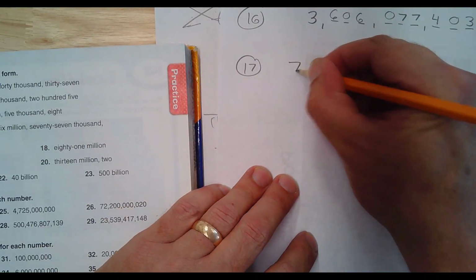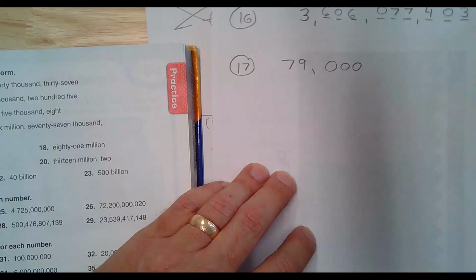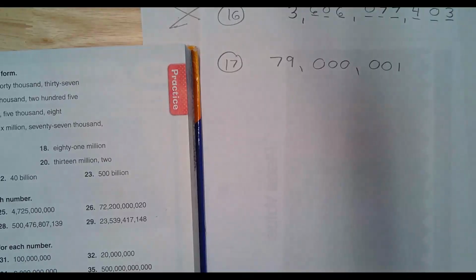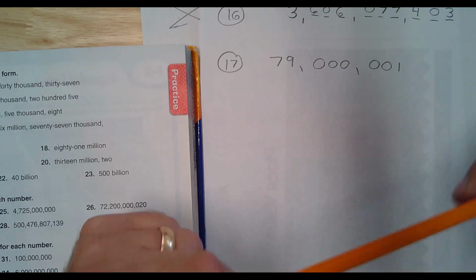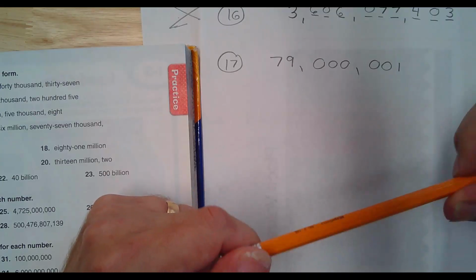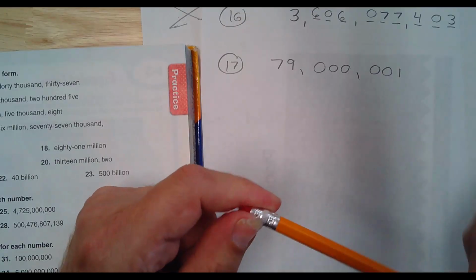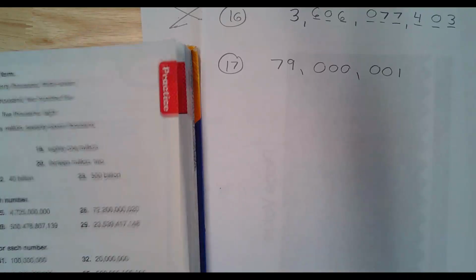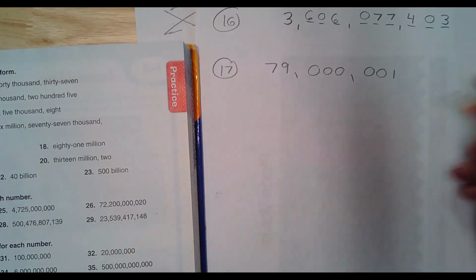79, comma, 000, comma, 001. You guys like it? 79 billion 1. That's 79 million. Bing. She got it. I was waiting. I saw her putting it. That's 79 million 1. Oh, I made one tiny mistake.